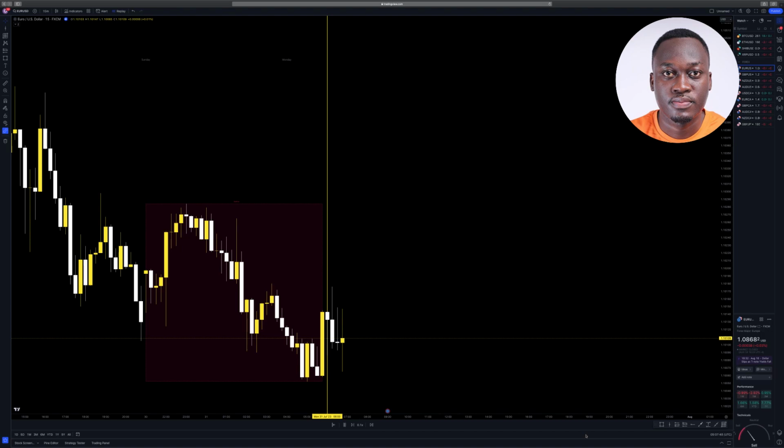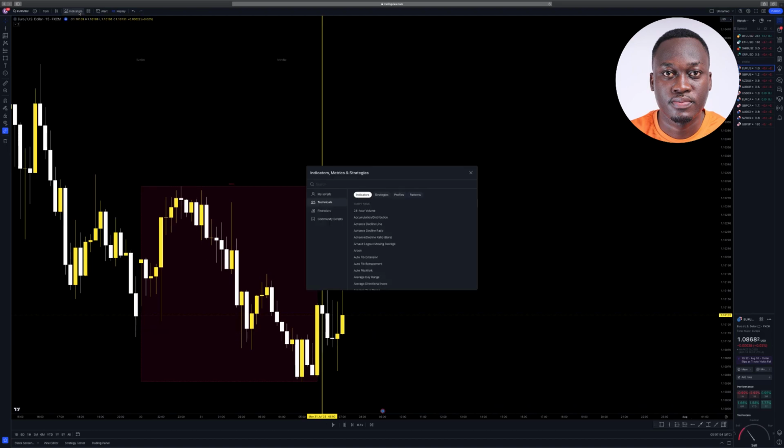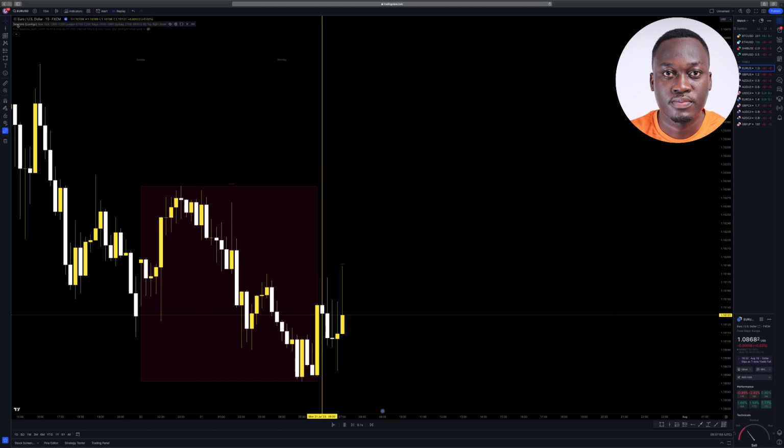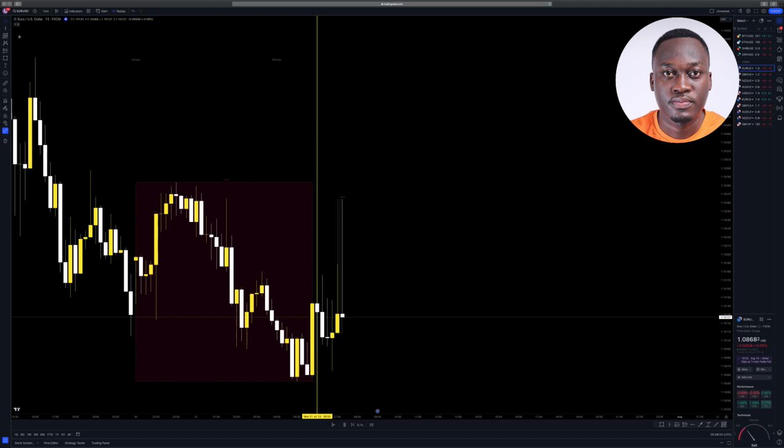And how do we mark out our high and our low? First, we use this indicator called Sessions by Lux Algo. Okay, so when you have it on your chart, it plots out the various sessions: the New York session, the Asian session, the London session. So when we have this, we then mark out the high and the low of the Asian session.